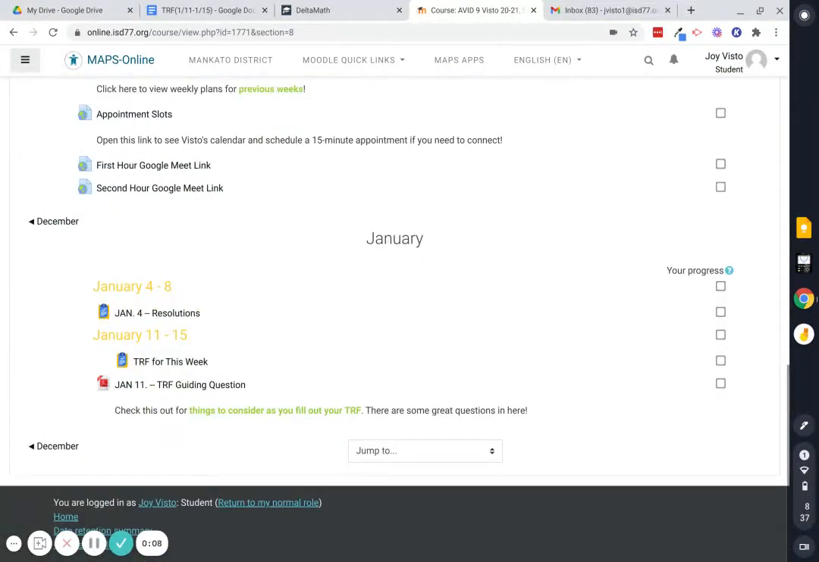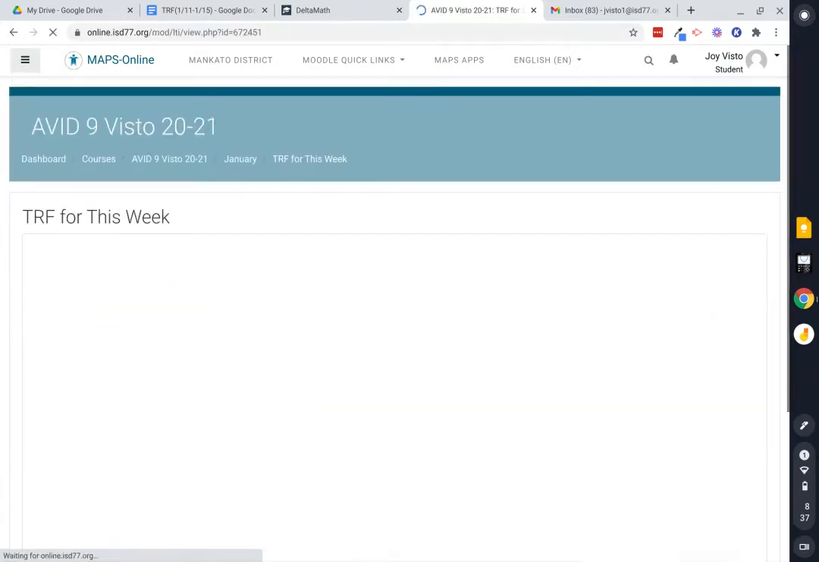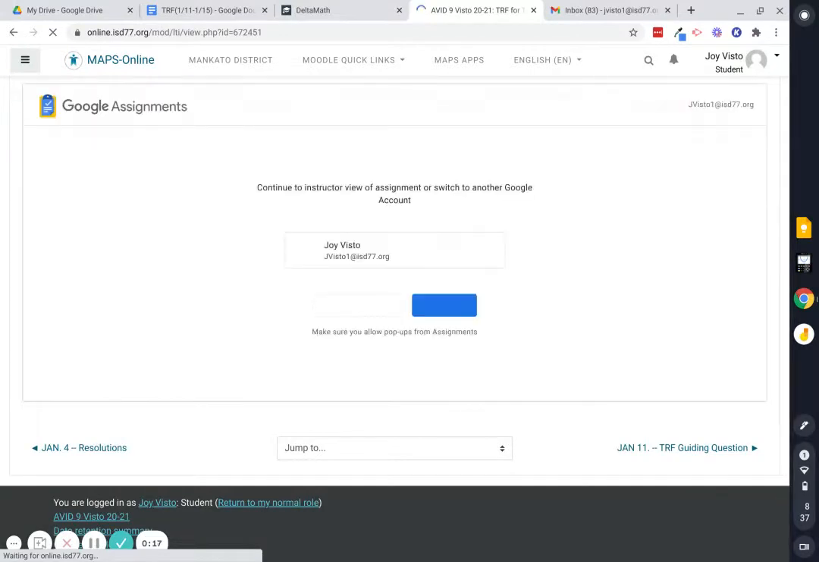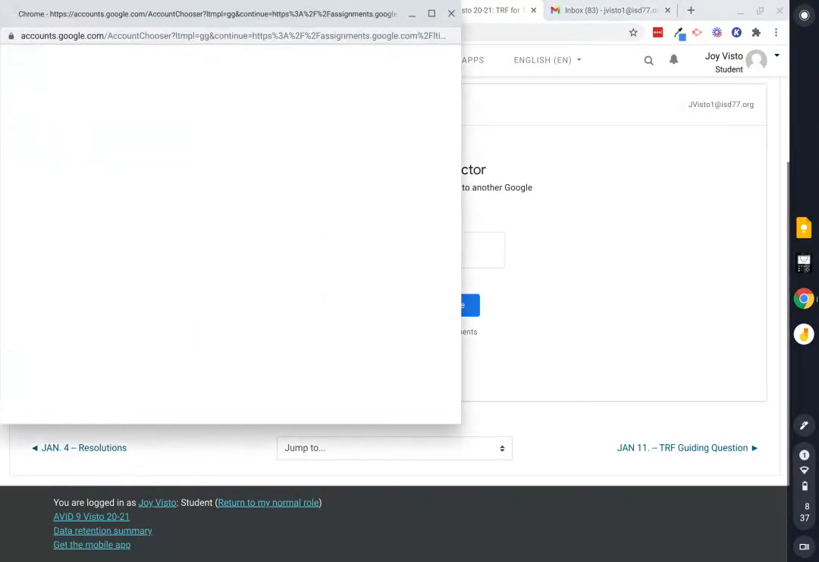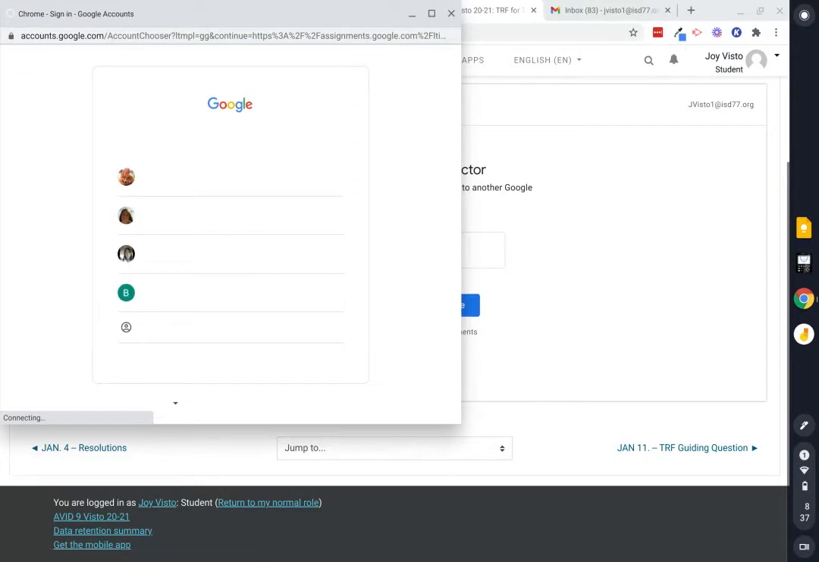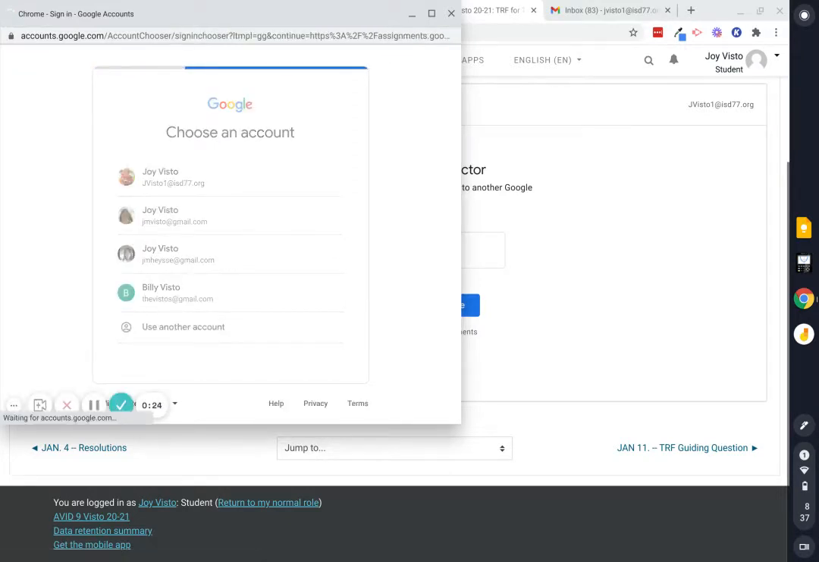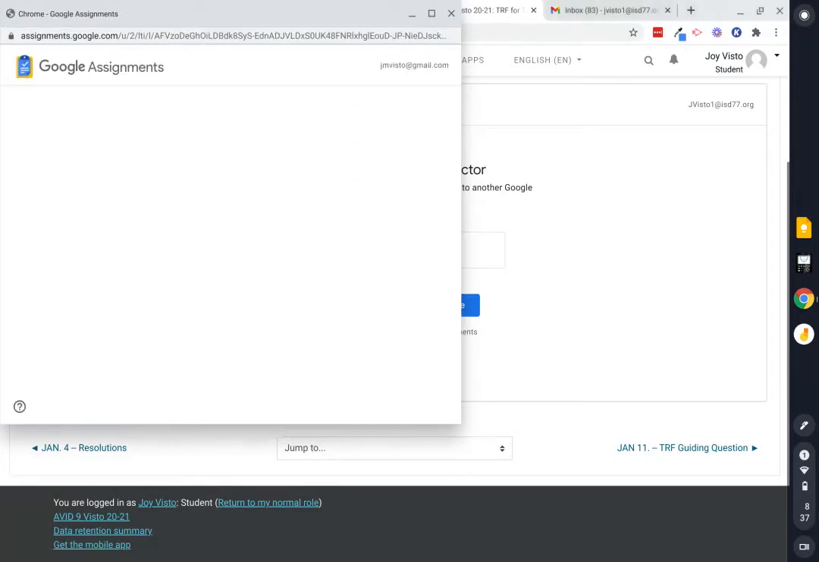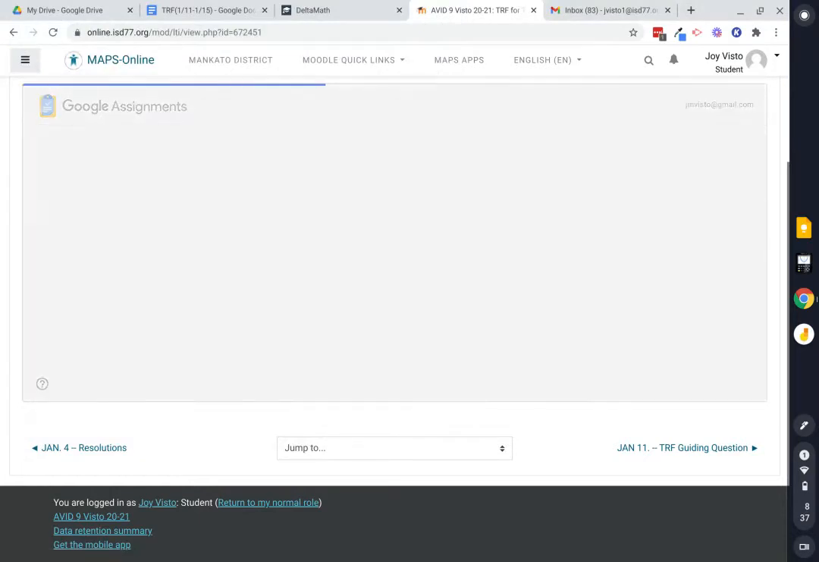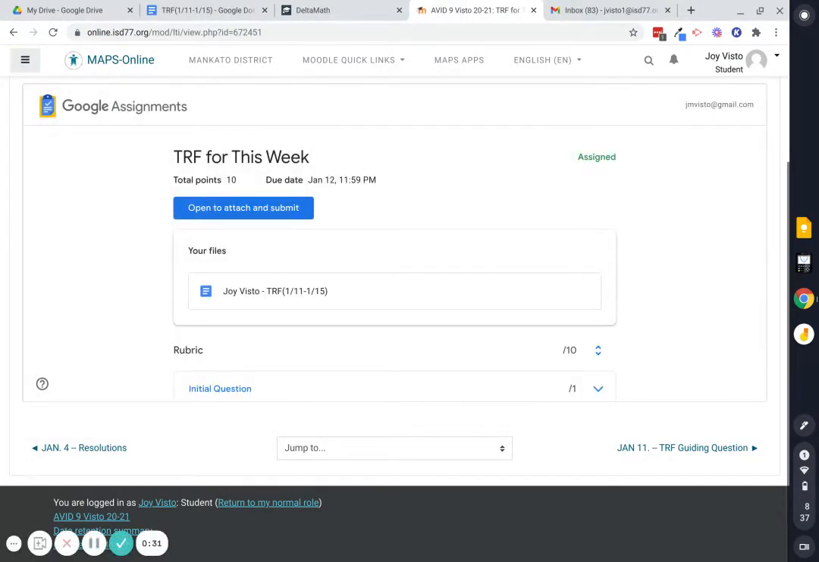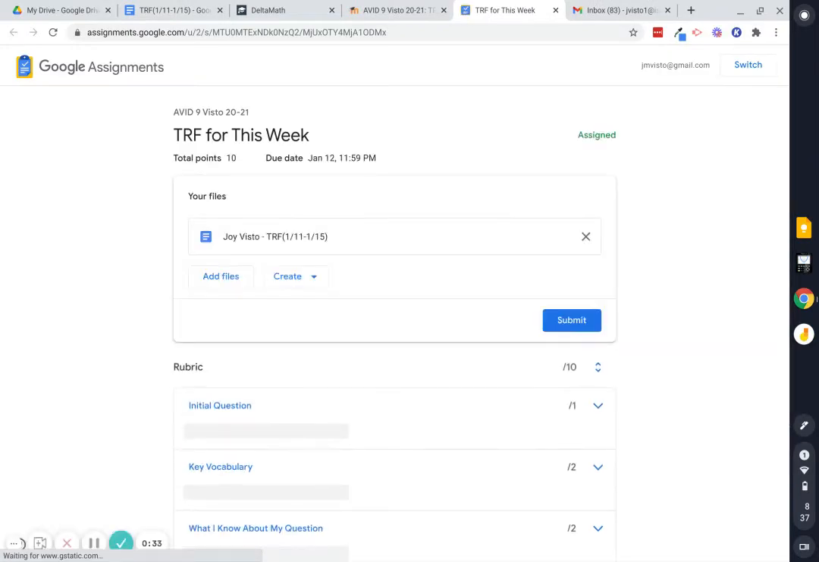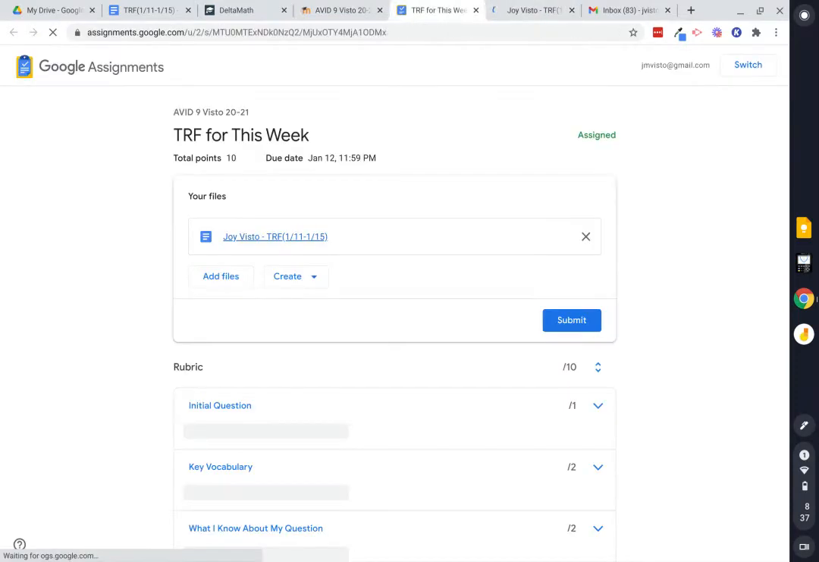So let's take a look at this. We've got January 11th through the 15th, and it says TRF for this week, so I'm going to click that. I am just going to open it with my Visto account, so that way you can see it. Okay, so open to attach and submit. So I'm opening my TRF for this week. Lots of little clicks I need to do. I'm going to leave this tab open because then I can click submit when I'm all done.